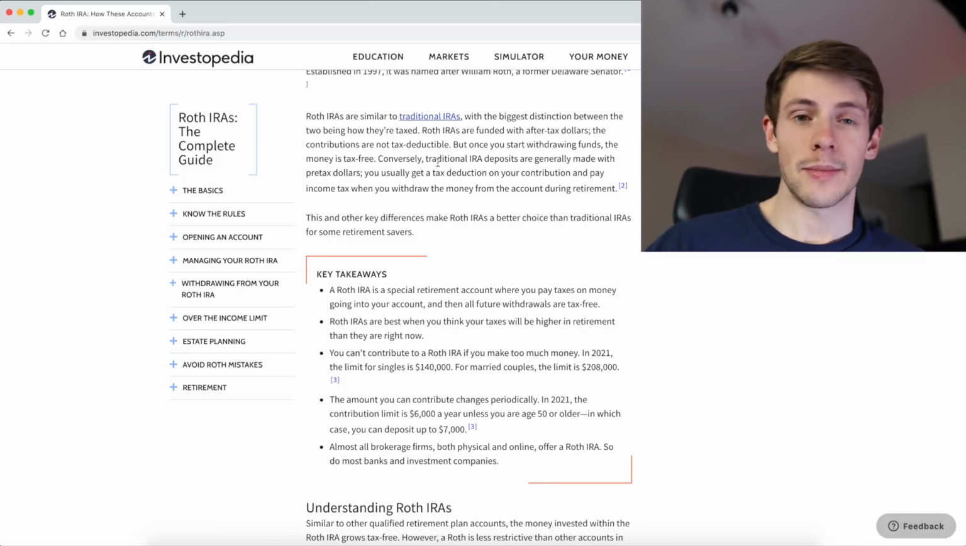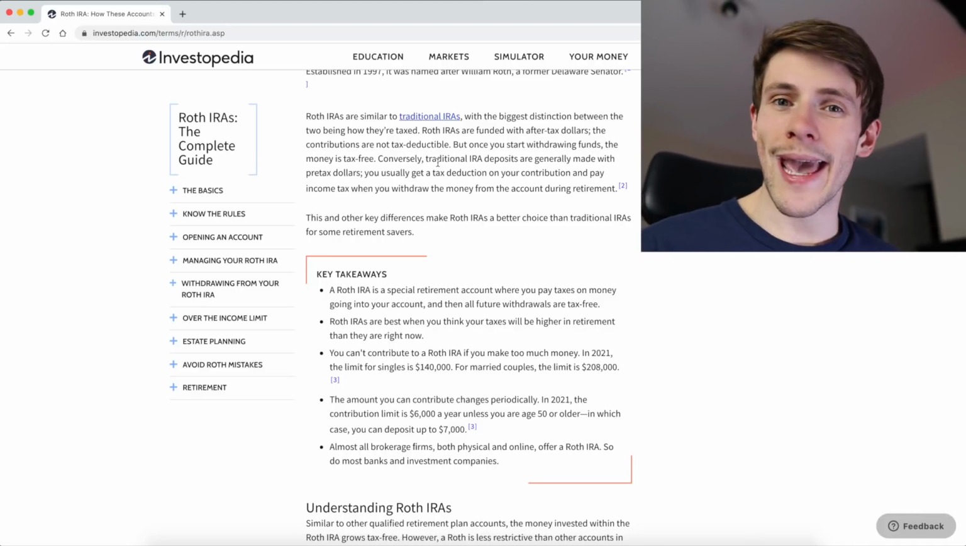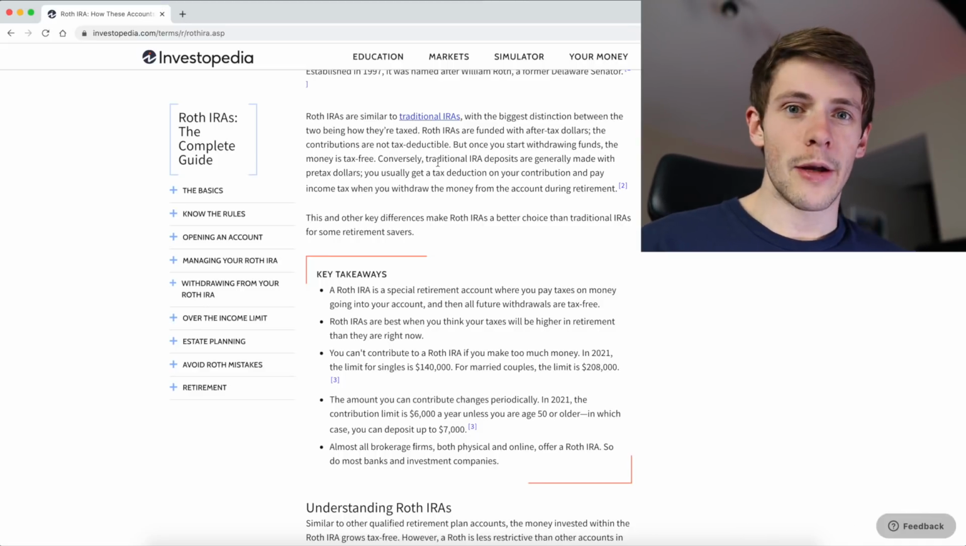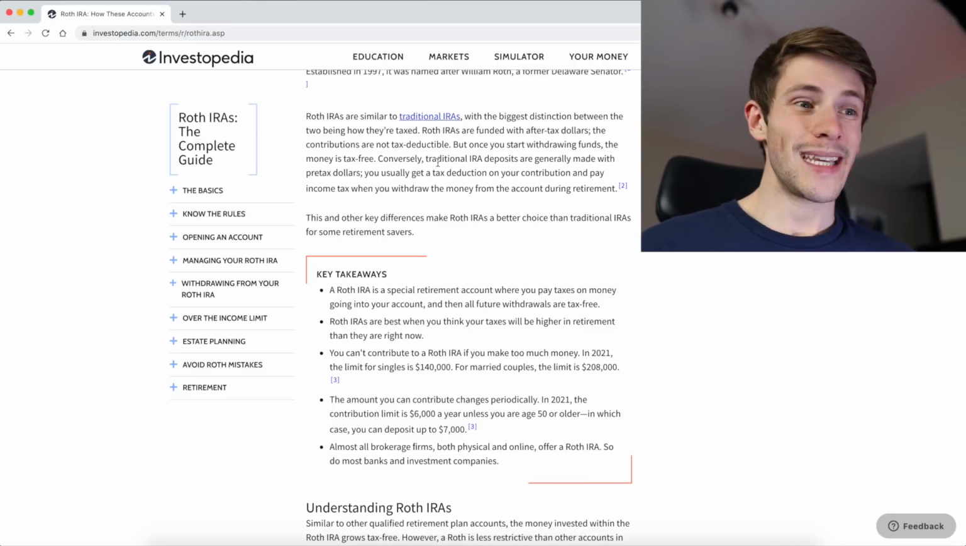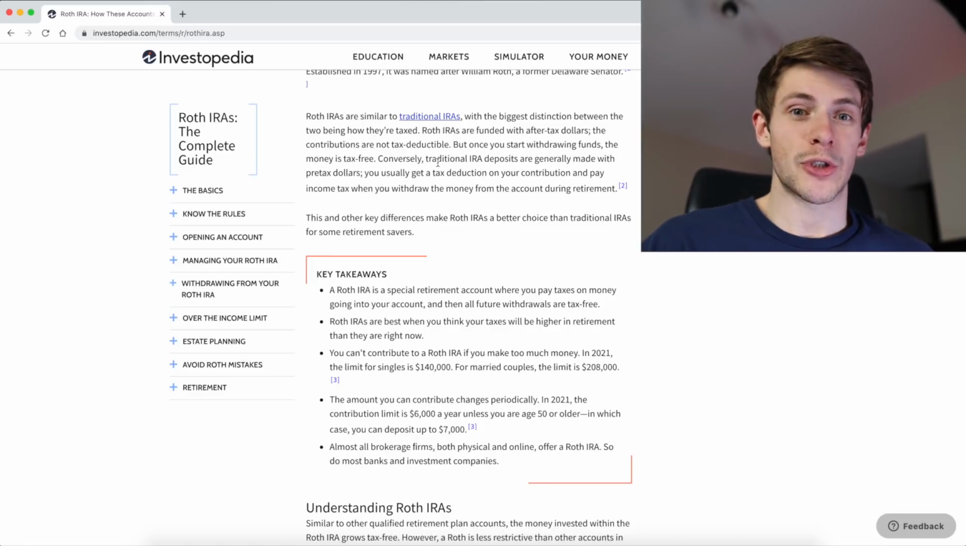So just keep that in mind. I'm sure I probably have a few viewers who are of that age range. Now, here's how you can withdraw money from your Roth IRA without paying any fees. You can withdraw up to your contributions without paying any fees. You just can't withdraw what you've earned.